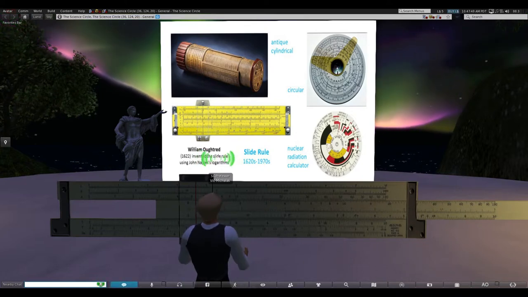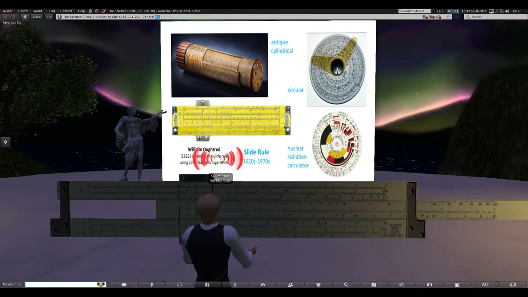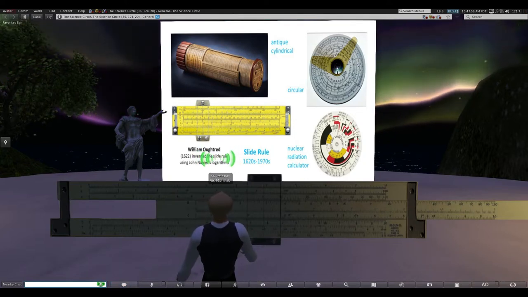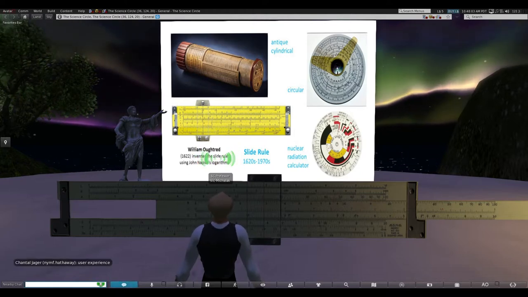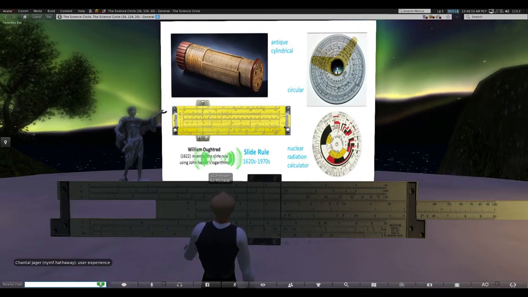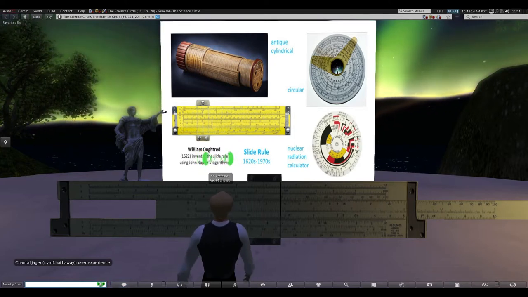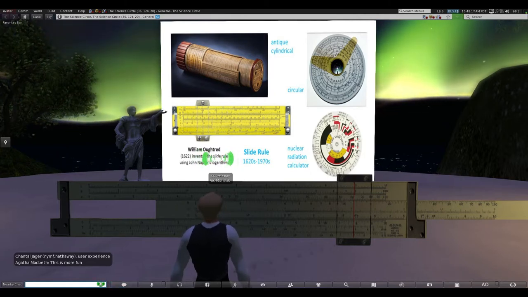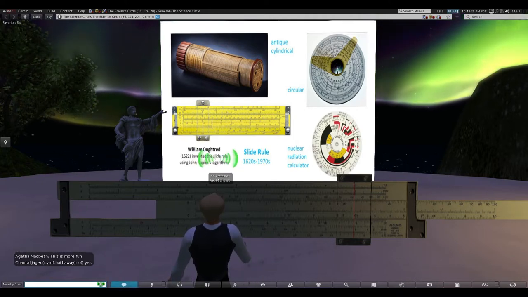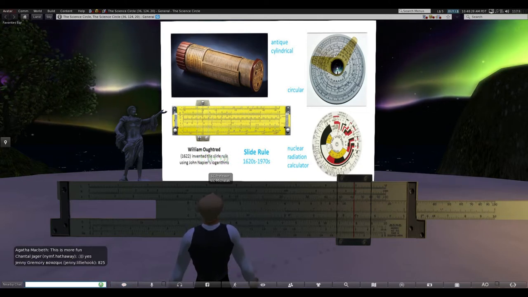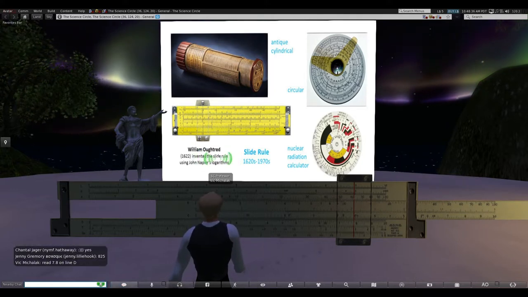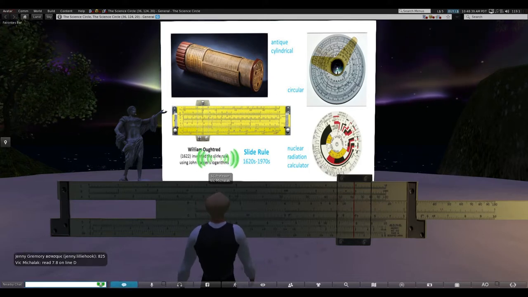If I'd done this every day, it would be second nature, the same way people use computers these days, and it wouldn't be as awkward as I'm doing. Then you move it over to 3.4, which is, where's 3.4? Well, there's pi. The 3.4 must be there. And then you read down, and lo and behold, it reads 7.8 on the D line. Let me make sure I'm reading this right. Okay, 7.8 on the D line, and that is the answer we want. In other words, we're multiplying 2.3 times 3.4.